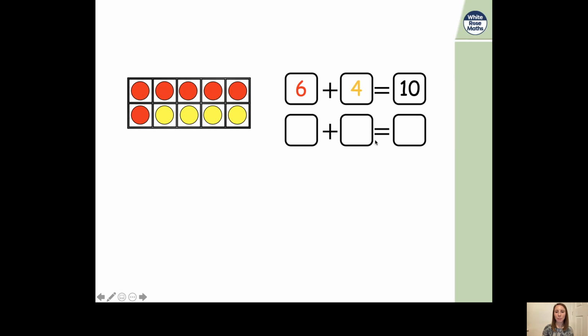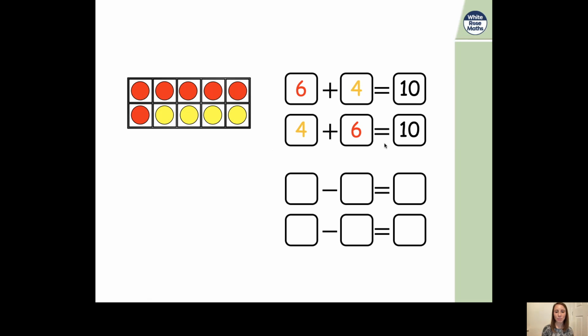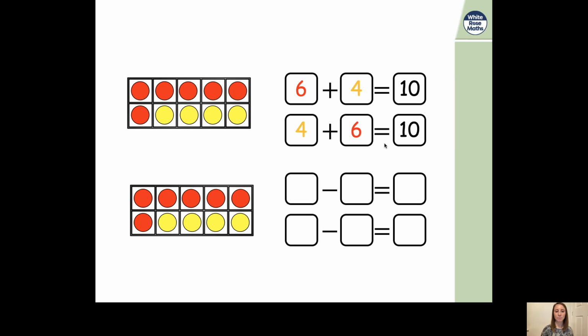I'm going to swap that around now. How can I change my addition sentence to make a new one using the same numbers? What do I swap around? My 10 needs to go at the end, so I need to swap my parts around. So I'm going to use 4 first, so 4 yellow counters, add 6 red counters, and it's still going to make the answer 10.